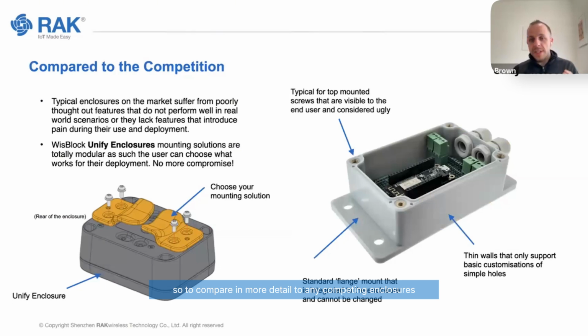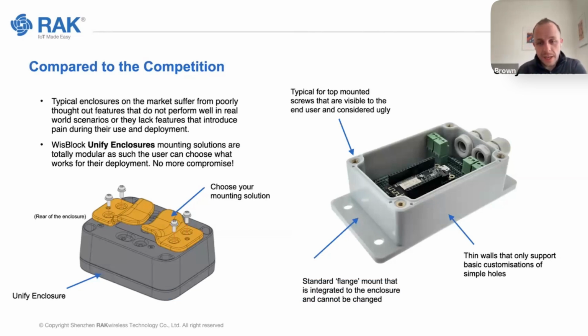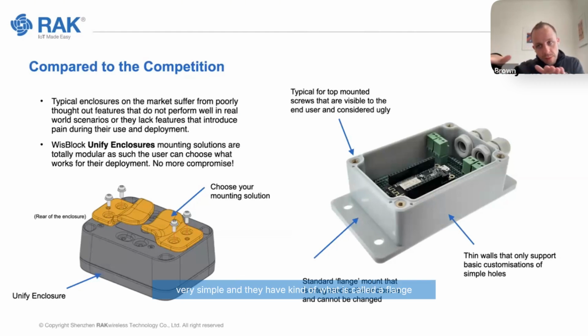To compare in more detail to competing enclosures, or the enclosures that many hardware developers usually have to use, from these photos you can hopefully see on the right-hand side an example of a standard enclosure. It's usually not very attractive, very simple, and has what is called a flange. And this is all you get. To deploy that is very difficult in many use cases. You have to invent your own solution for deploying that product. Maybe if you can screw it to a wall, that's great, but maybe you have to pole mount it, or mount it to a metal panel, or hang it onto something. It's very challenging for people.